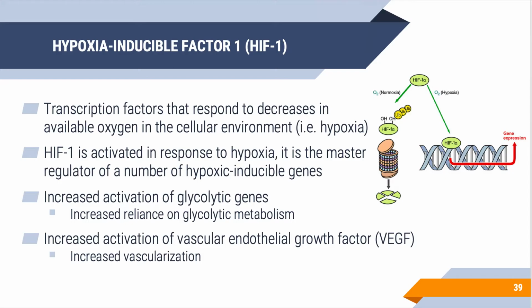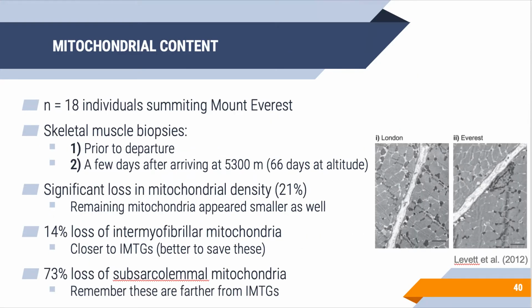Some hypoxic-inducible genes that are going to be important for this class are increased activation of glycolytic genes. As we've seen with acute hypoxia, we see this increased reliance on glycolytic metabolism with hypoxic exposure. Moreover, we actually see an increase in the activation of vascular endothelial growth factor, or VEGF, meaning that with chronic hypoxic exposure, we see increase in vascularization in order to attempt to deliver more oxygen to our working skeletal muscles.